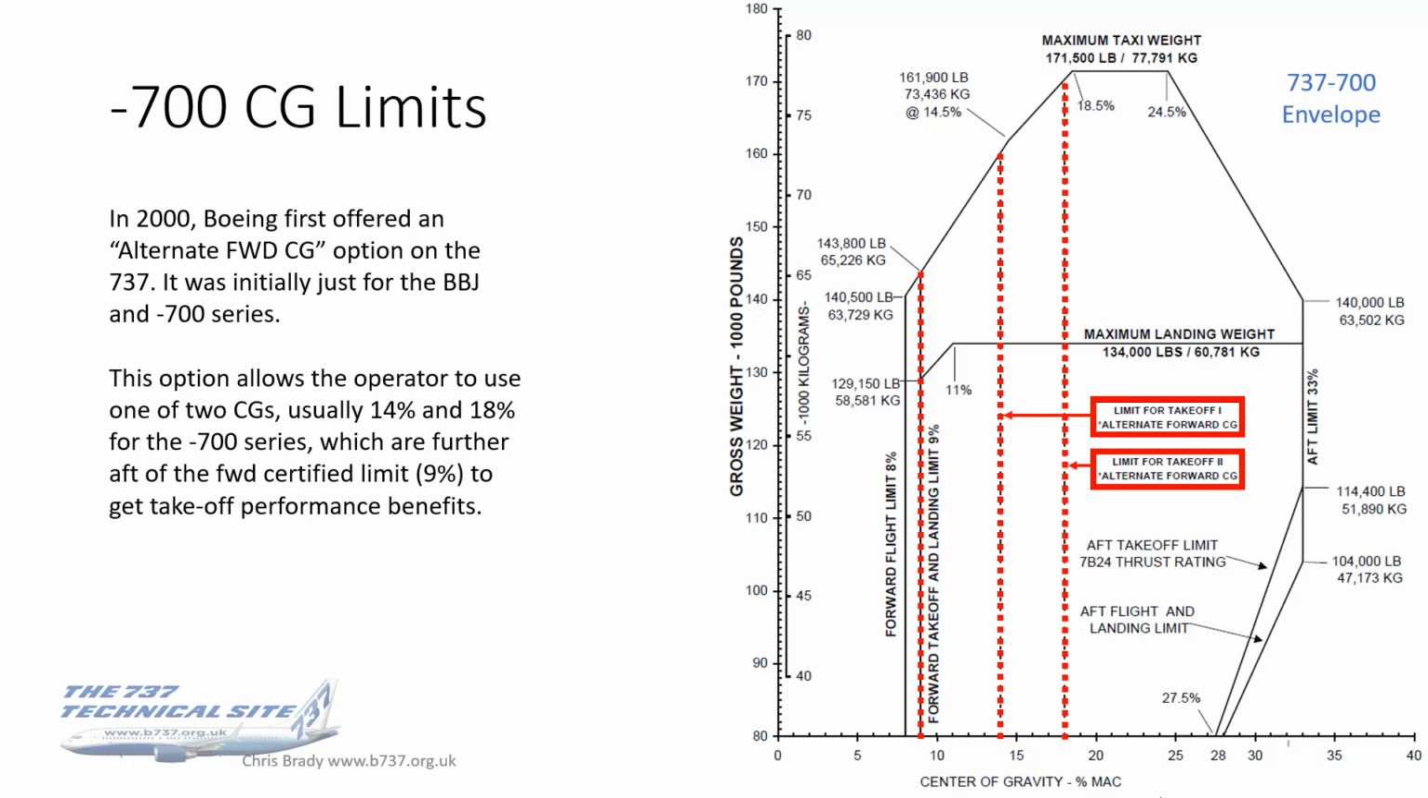So what I've shown you there is the envelope for a 737-700. You can see the red dotted line on the left is the standard forward takeoff and landing CG limit of 9%. That's the one you always have to use. That's the most limiting case. But there are two other dotted lines there, further back or further to the right, takeoff 1 and takeoff 2 for the alternate forward CG limits, which here are 14 and 18%.